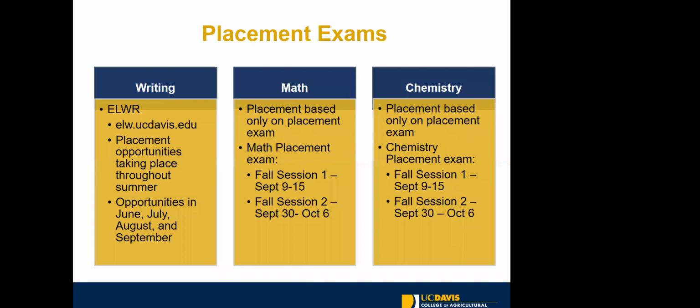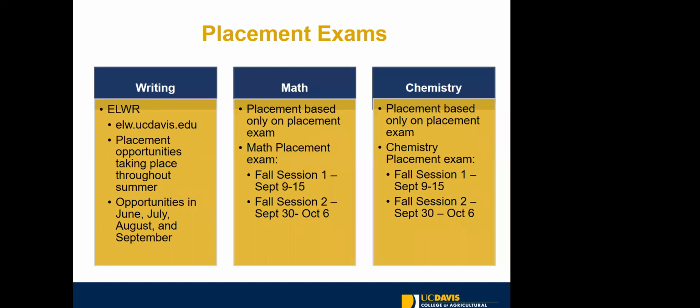Okay, so thanks, Joe. Joe talked a little bit about some of the placement exams, and I want to touch more upon that today as well in our webinar. So as an undeclared exploratory student, all students on campus are required to fulfill the entry-level writing requirement, which is called ELWR. And you can find more information by going to that website posted there under the writing column.